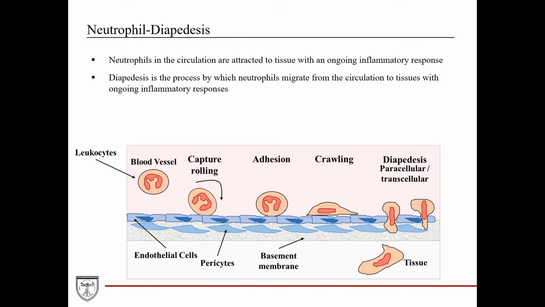So a process you're definitely going to want to be aware of that could definitely come up on a test is diapedesis. It's the process where neutrophils in the circulation have to get from the circulation to the tissue with an ongoing inflammatory response. So they have to be attracted to that situation and then also cross over from the circulation to the tissues with the ongoing inflammatory response. Here's a figure that demonstrates the process. We'll go through each of these steps over the next few slides.